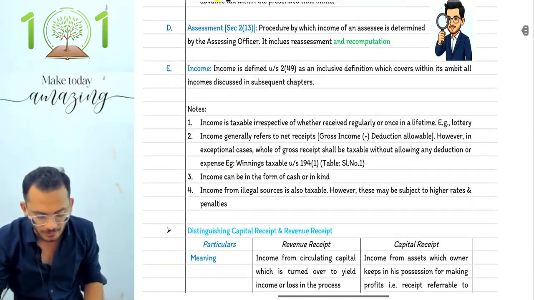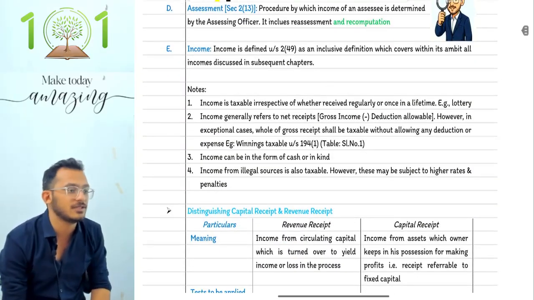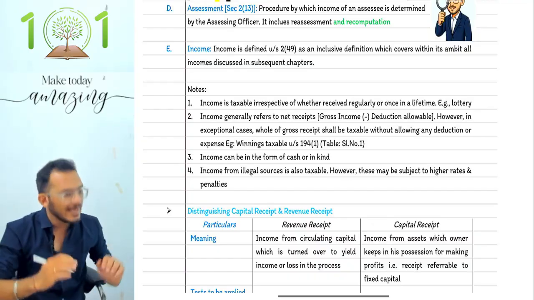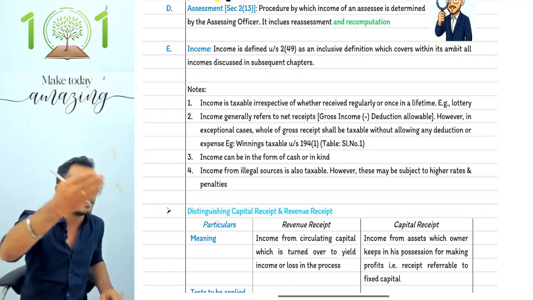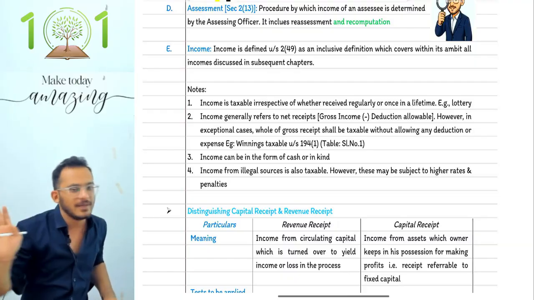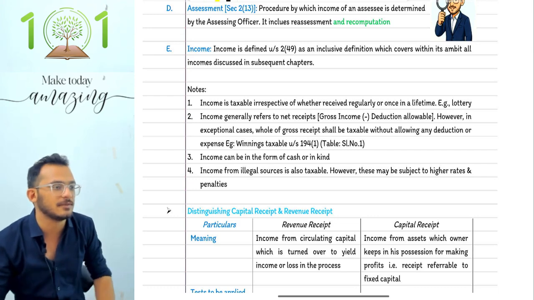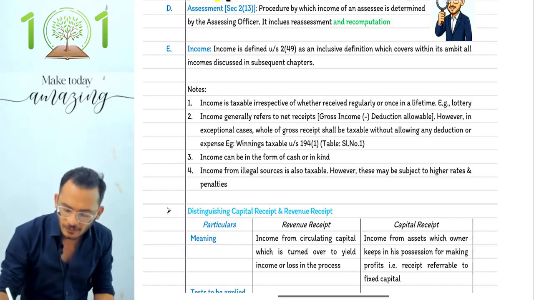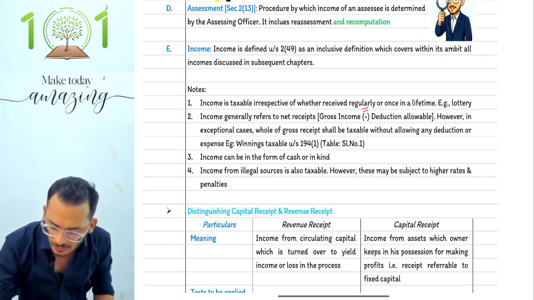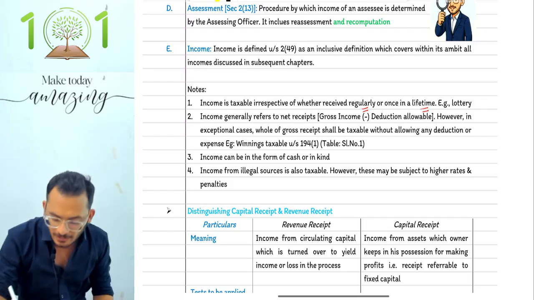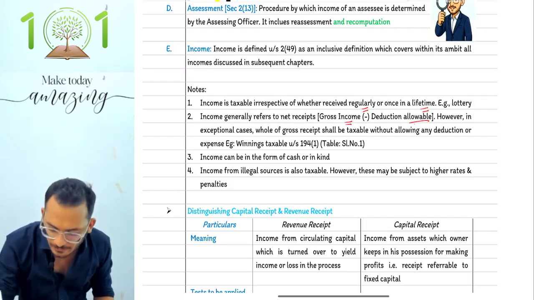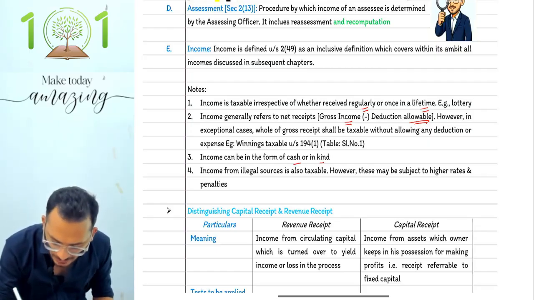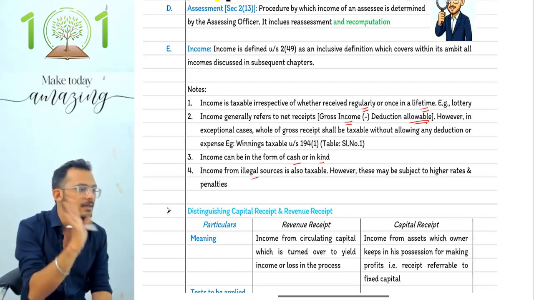Then we have what is called income. The income definition is under Section 2(49). I have not put the income definition here; I can't write 40 lines for you. For me, the income definition is all the things you discuss with me in the heads of income. Things to keep in mind: income can be regular or once in a lifetime. Income is nothing but revenue minus allowable expense. Any kind of income can be cash or kind. It can be legal or illegal, it doesn't matter.